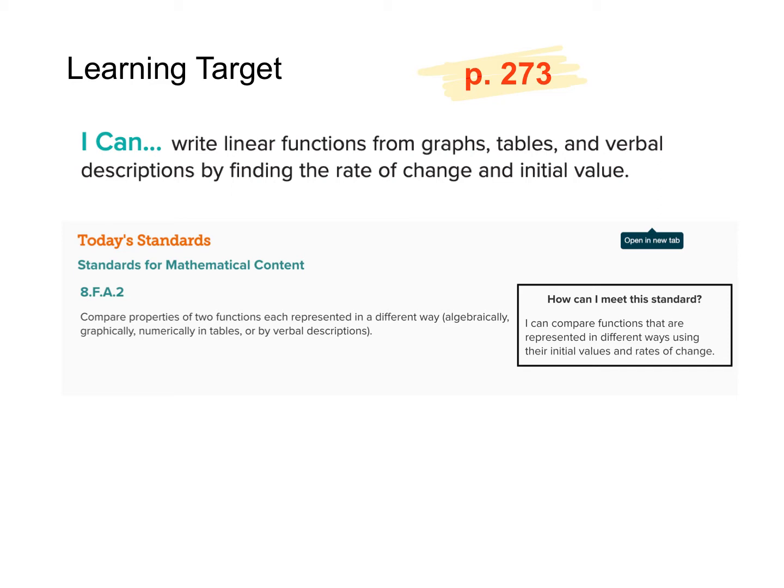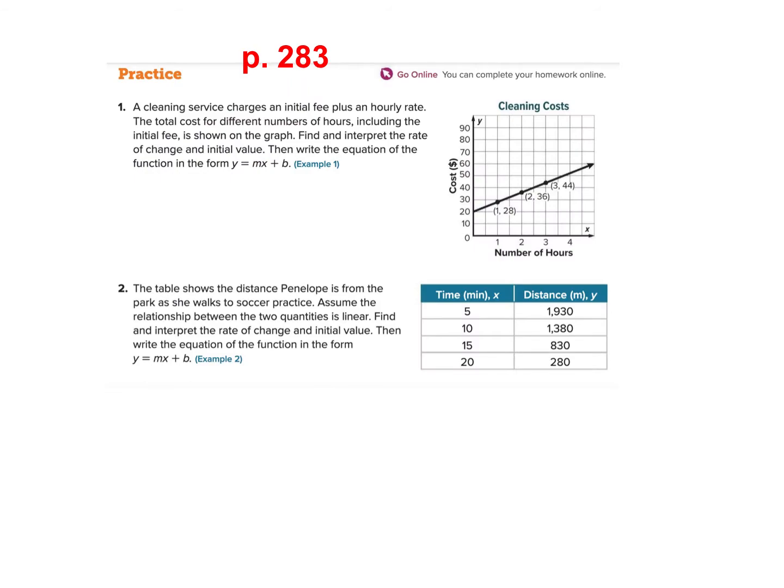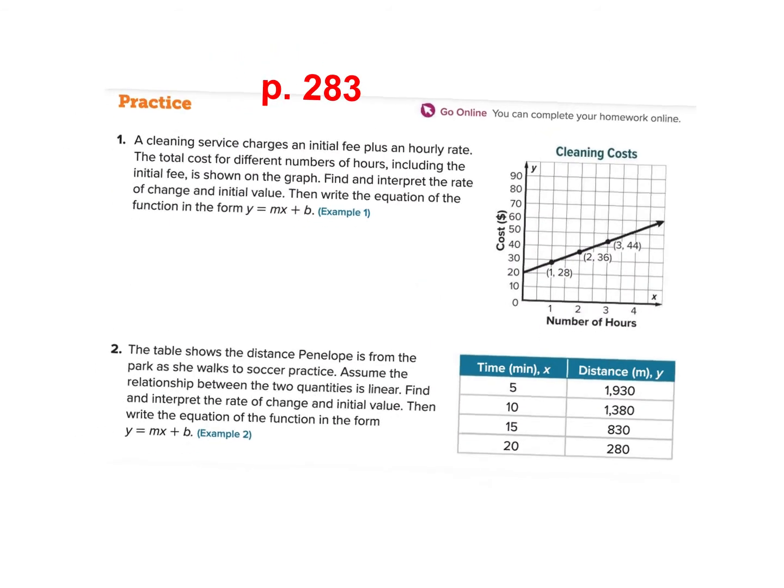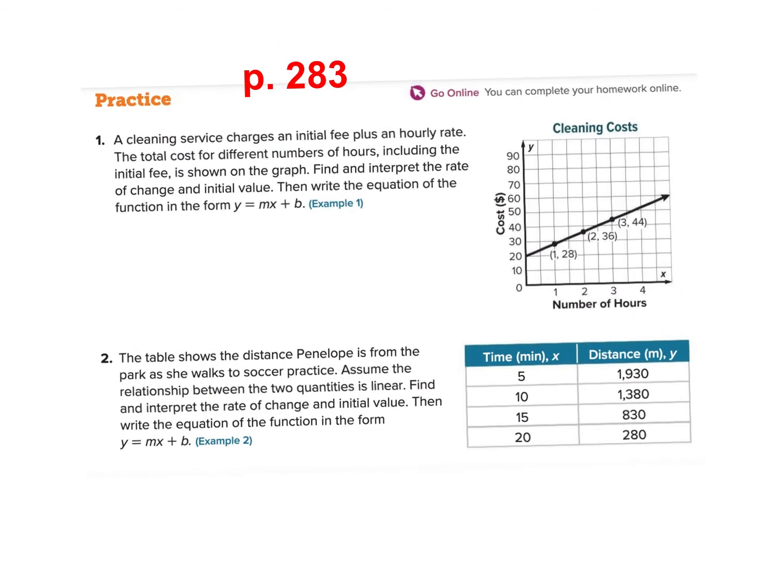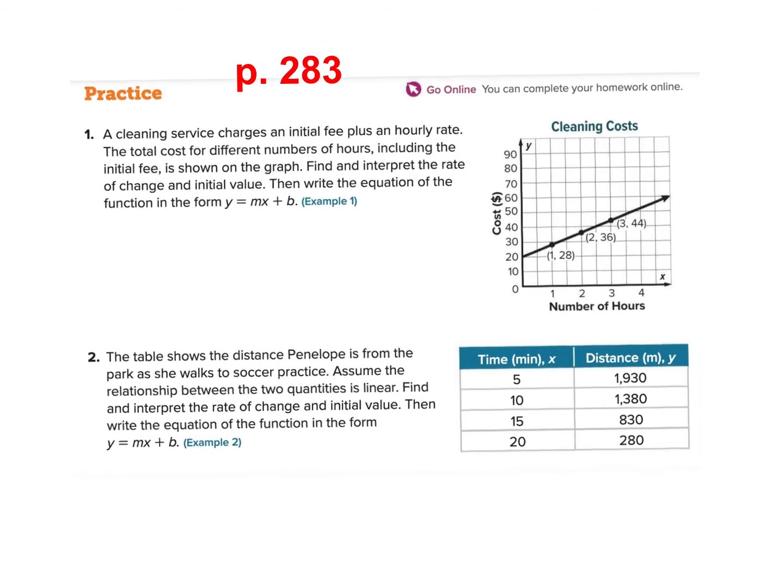So our learning goal for today is that I can write linear functions from a graph, a table, and a verbal description by finding the rate of change and initial value. So again, we started this yesterday. We're just going to finish it up. All right, so we are going to actually start on page 283 by doing one of the homework problems.